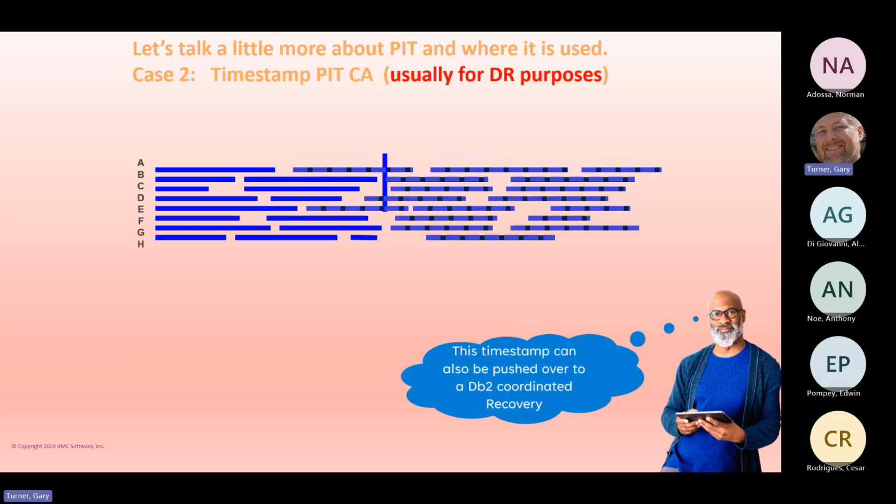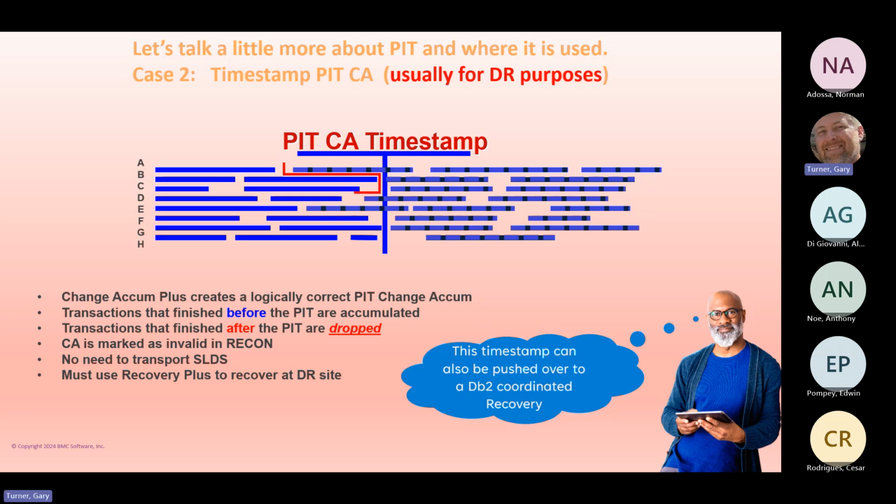Whereas with the timestamp PIT CA, it doesn't care about anything that finished after the timestamp. It's not considered as part of the recovery. So in this option, you don't have to send the logs to DR. All you need is the image copy and this CA, and you get a good, valid database of committed transactions up to this timestamp. So this could also be something that you push over to DB2 as well.